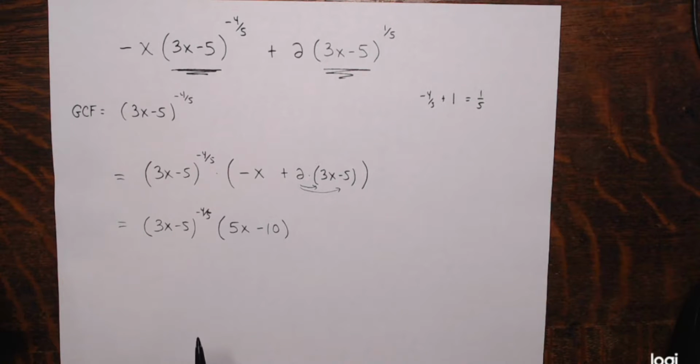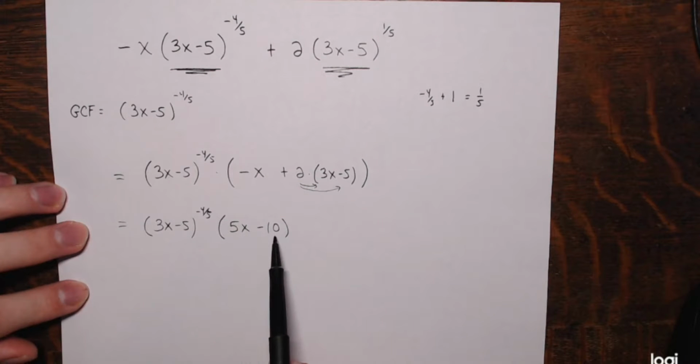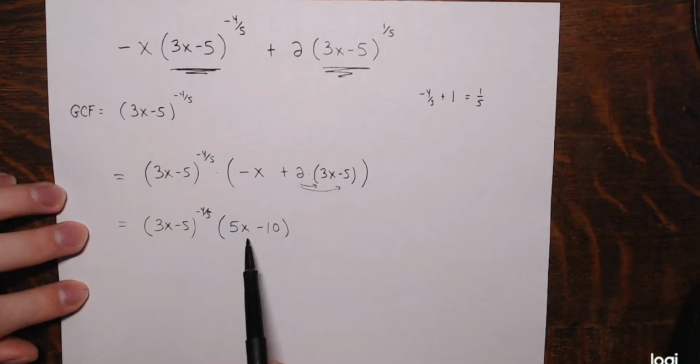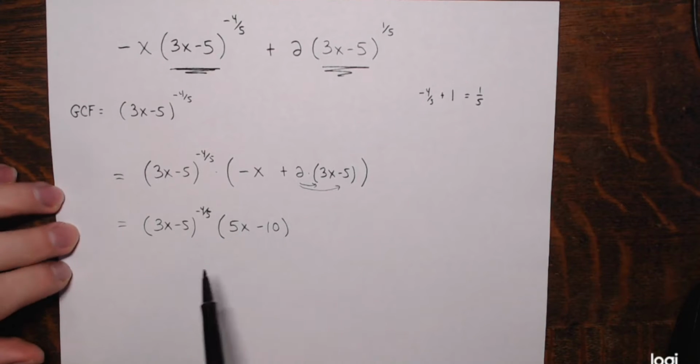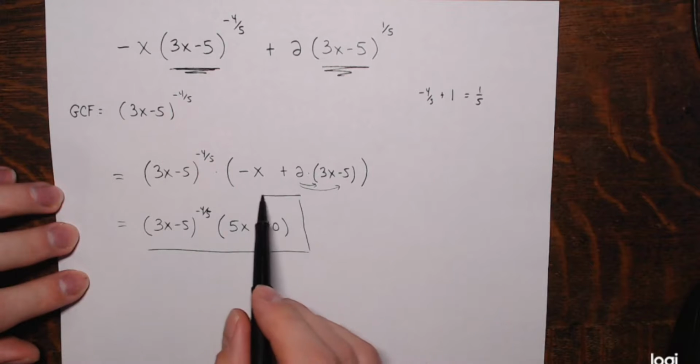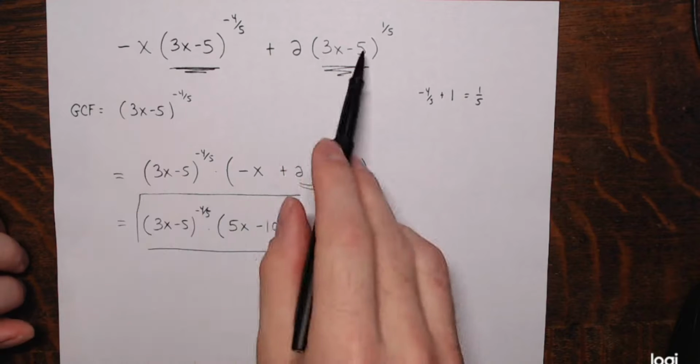Because if I needed to factor it completely, I would then have to do this one. 5x minus 10 has a common factor of 5. I'd factor out a 5 and put a 5 out in front and have x minus 2 here. But they did not ask us to factor completely. They just said factor it, and this is factored.